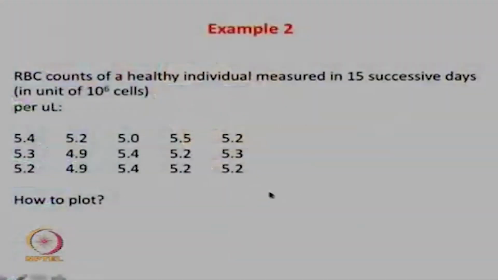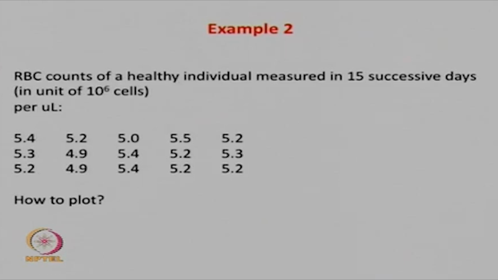So, let us take another example. This is the data for RBC counts of a healthy individual measured over 15 successive days. It has units of 10 to the power 6 cells per microliter. So, what you can see is you can have these following values. So, the question is how should we represent this data.